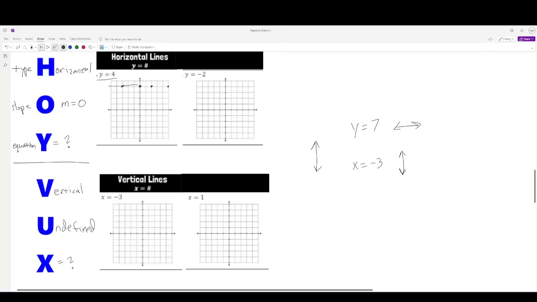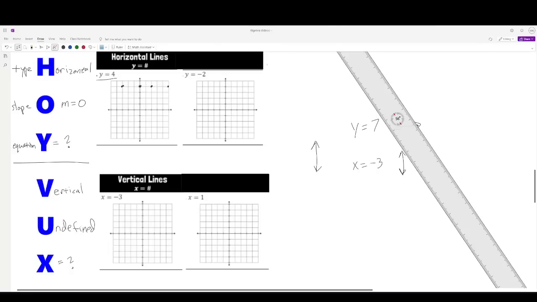So that's how I can recognize just from the equation that y equals is horizontal, because it's all of the points that have that y value. The x value isn't specified, so x can be anything, but y has to be 4. And I know I didn't use a ruler to draw that. I really should have.